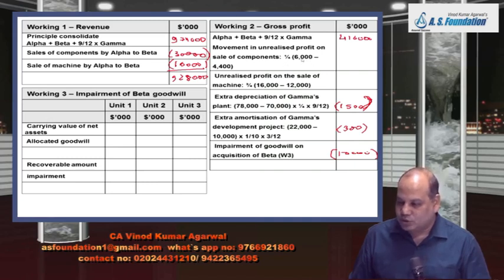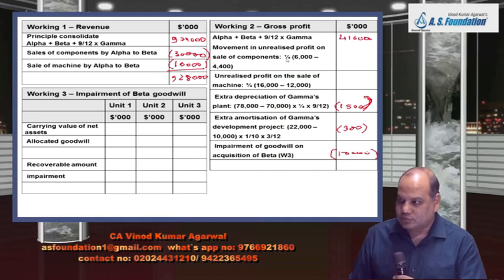Unrealized profit on opening stock will reduce the cost of sale and increase the gross profit, while unrealized profit on closing stock will increase the cost of sale and reduce the gross profit. So you can either write them separately or just take the net difference. The net difference is 6,000 minus 4,400, and take 1/4. Why 1/4?